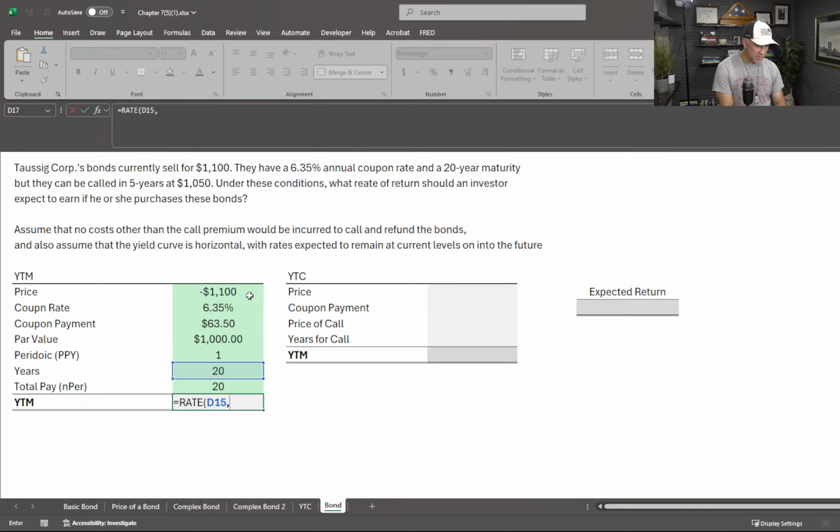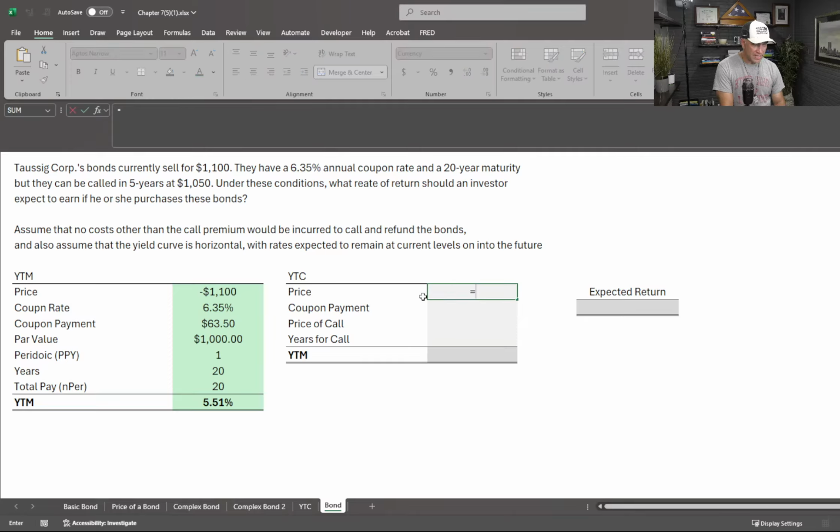Total number of payments, PMT, price must be negative. So if you're doing this problem, you're just typing it up in Excel, make sure that if you don't put a negative in that cell, you can put it in front of the variable in the function. And then future value. Okay, 5.51. Now let's find out the yield to call.